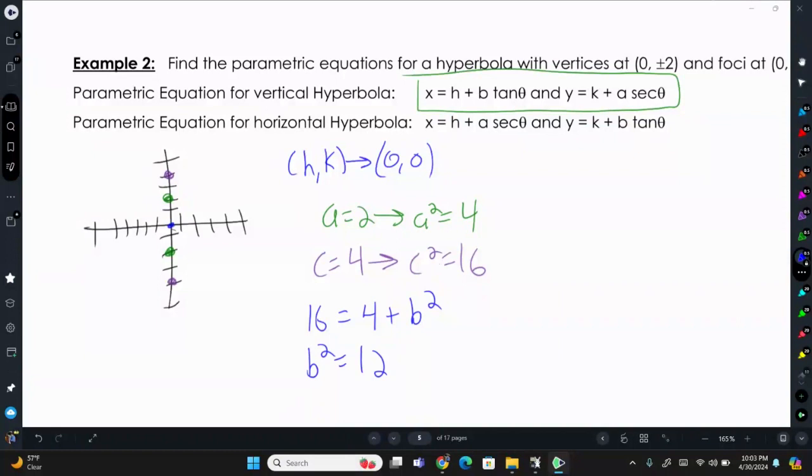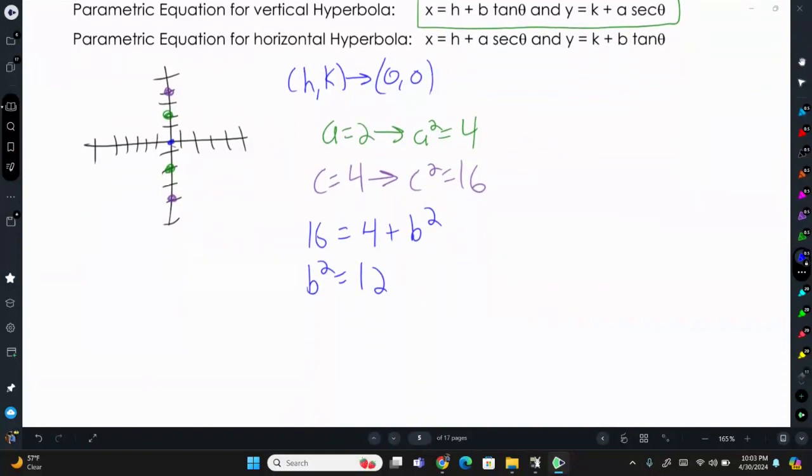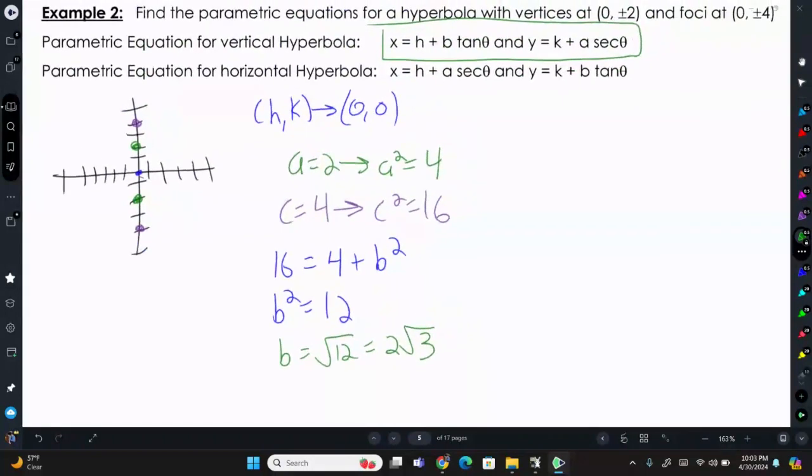Now look at our equation that I circled up in green. We don't need b squared. We need what b is equal to. So we need to square root both sides and then write it in simplified radical form. So b is the square root of 12, which is 2 root 3. So that's our b value. We have our a value. We have our h and k. So we can write our two parametric equations.